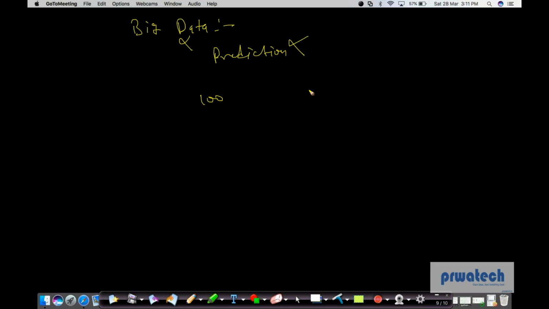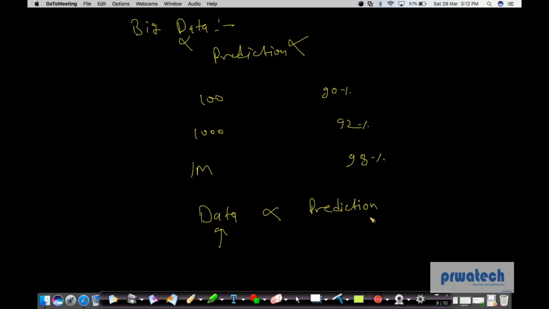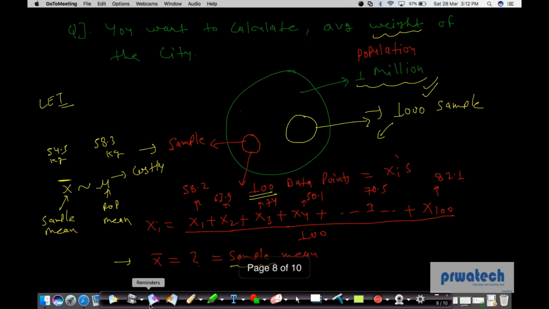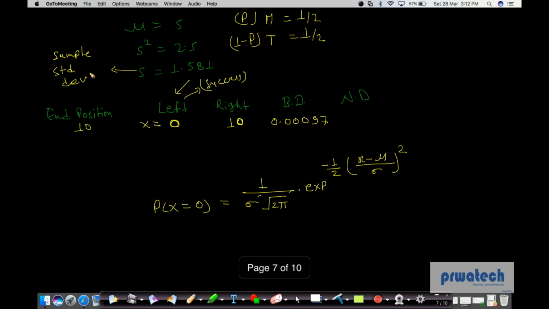If I have 100 sample, my accuracy is, let's say, 90%. If I have 1000 sample, my accuracy is 92%. If I have 1 million sample, my accuracy is much nearer to the mean. This is what is directly proportional, and hence we call data is directly proportional to predictive analysis or any kind of predictions. The more data you have, the better is your accuracy. So I hope this point is clear, and that's what I will do here.